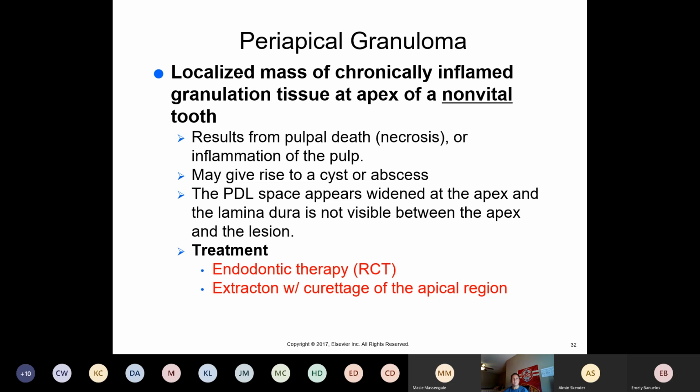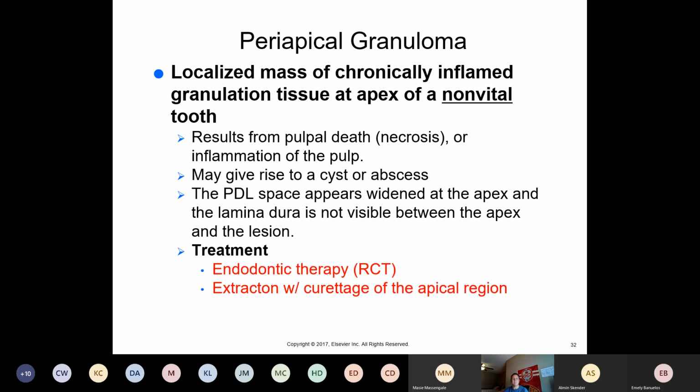The periodontal ligament space appears widened at the apex, and the lamina dura is not visible between the apex and the lesion itself. Remember, we've talked a lot about the mental foramen on our periapicals and how often it sits right near the apex of our premolars, and it would be very easy to think that was an abscess. However, if you follow the PDL down, that ligament space should appear radiolucent, and then that lamina dura should follow it and not widen around it at the apex of the tooth. So in this case, we don't see the lamina dura between the apex of the tooth and the lesion. It's widened because that infection has taken over that space.